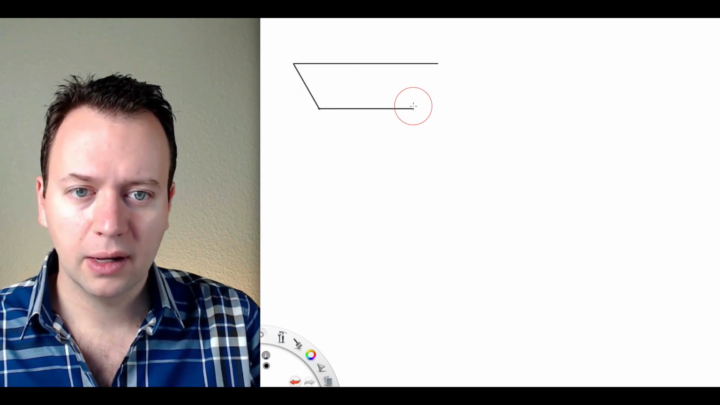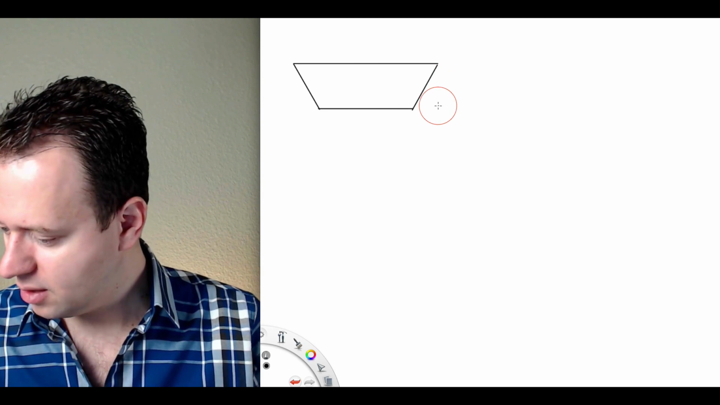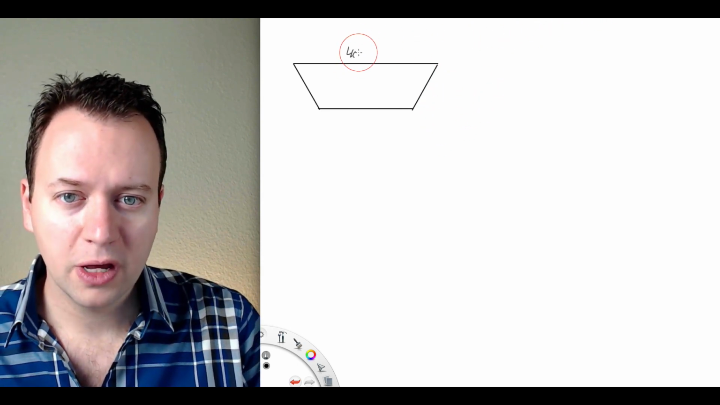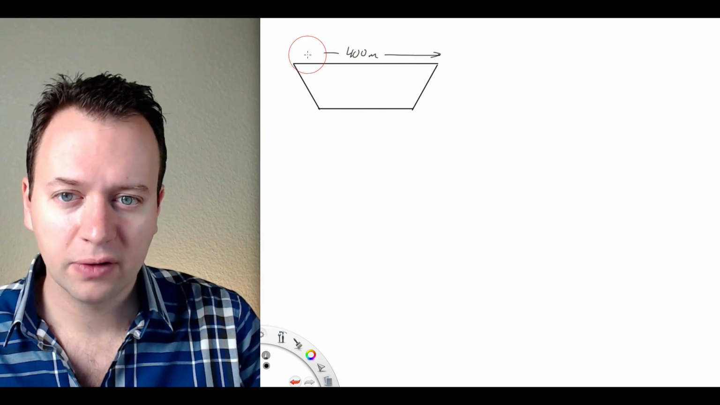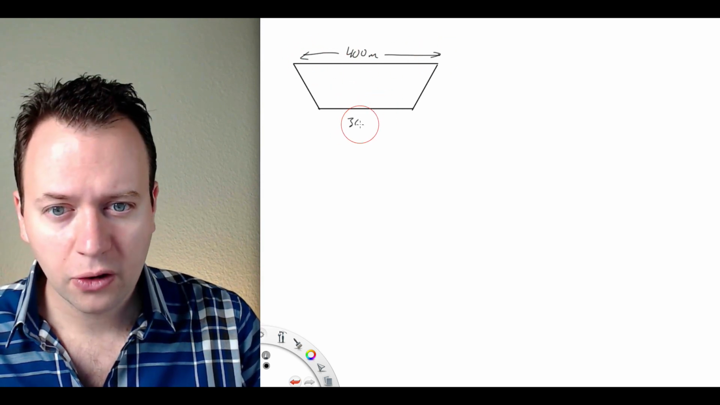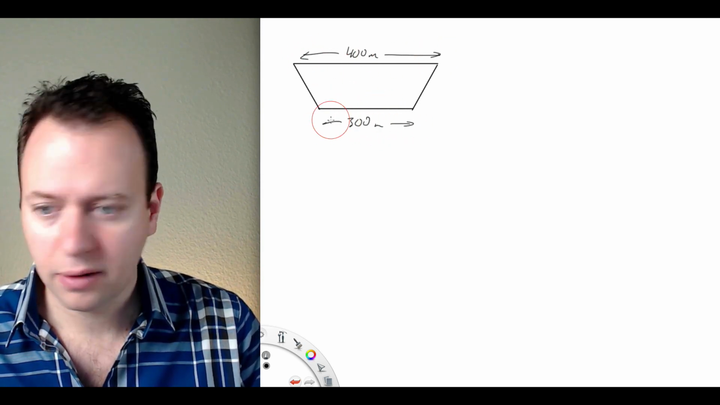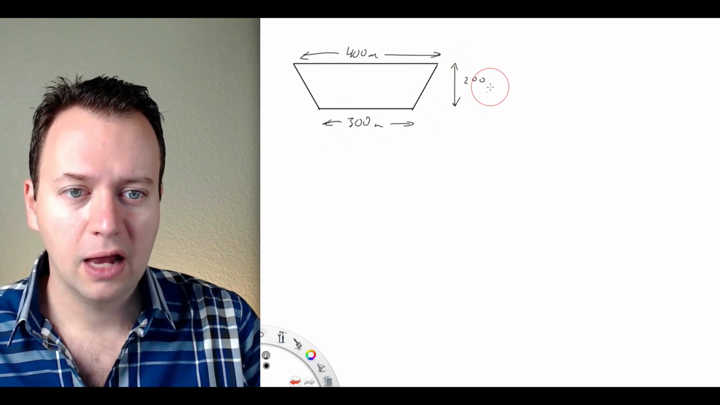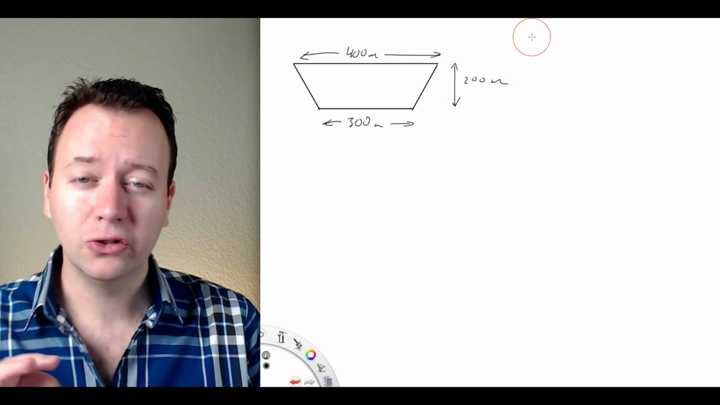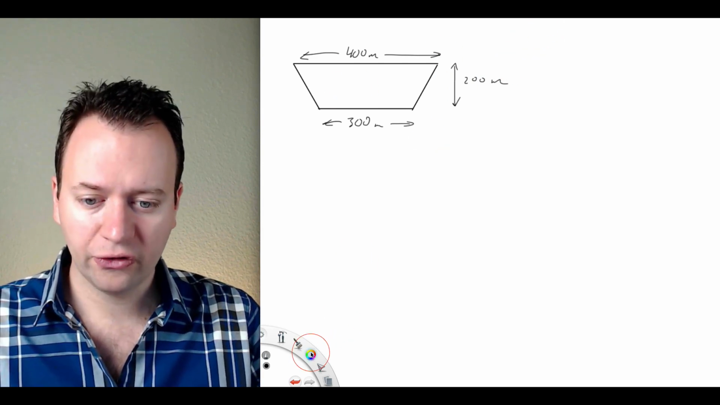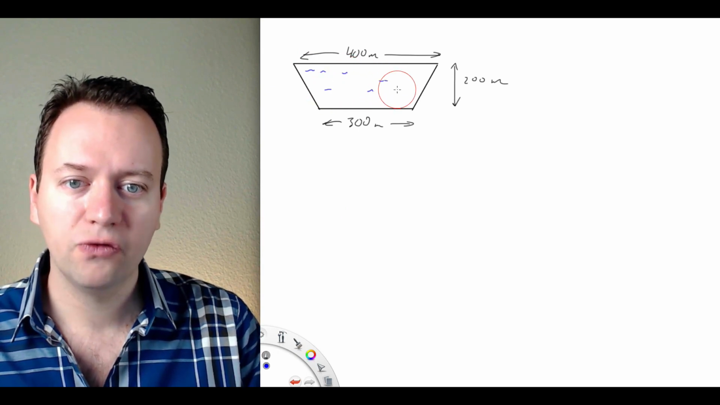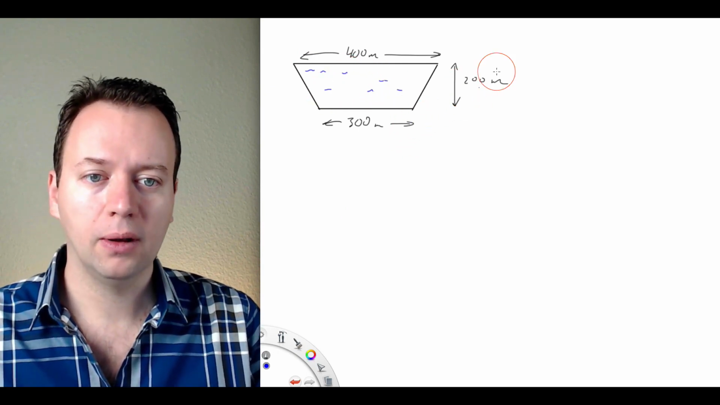So let's consider a dam that looks like this. Let's say we have 400 meters across the top, so a nice large dam, 300 meters across the bottom, and a total height of 200 meters. And we want to compute the total force. If the other side is filled, there's water on the back side of the wall, what's the total force acting on this dam wall?